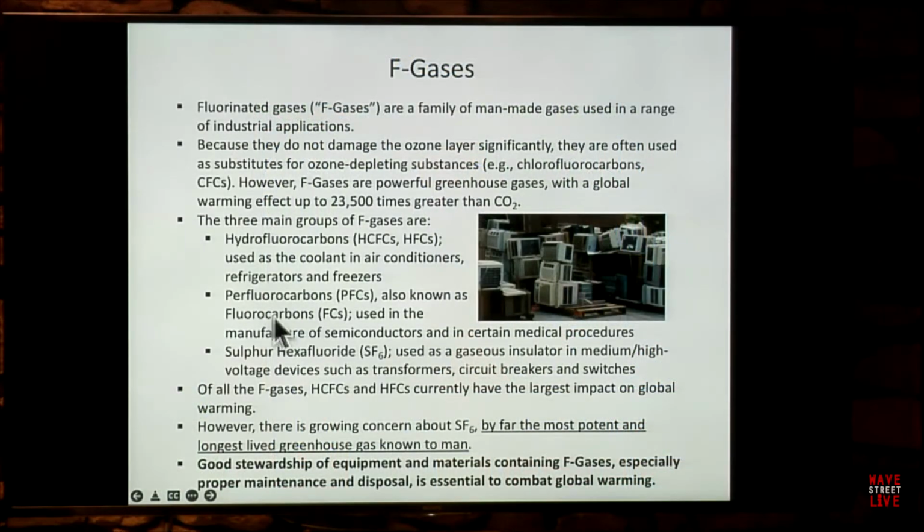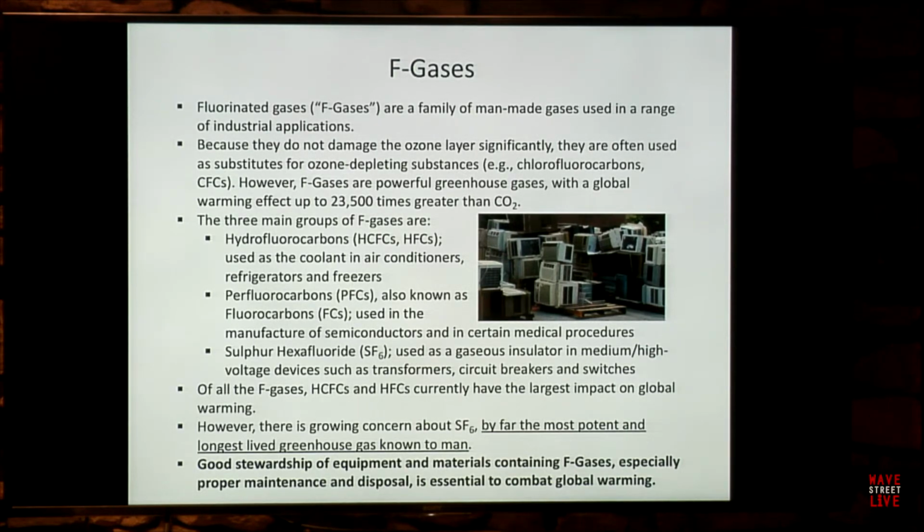Second class are perfluorocarbons, PFCs, also known as fluorocarbons or FCs. These are used in manufacture of semiconductors and in certain medical procedures. Really important that they don't leak into the atmosphere. And finally, there is sulfur hexafluoride, SF6, which is used as a gaseous insulator in medium to high voltage devices such as transformers, circuit breakers, and switches.